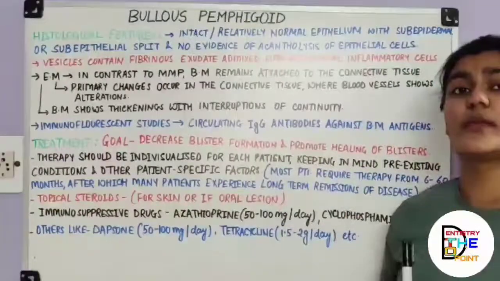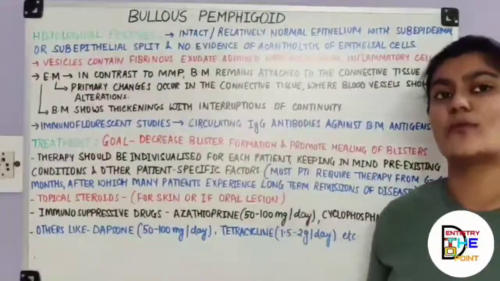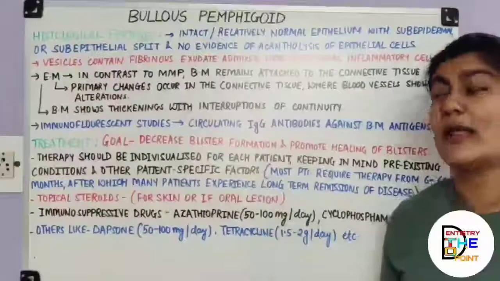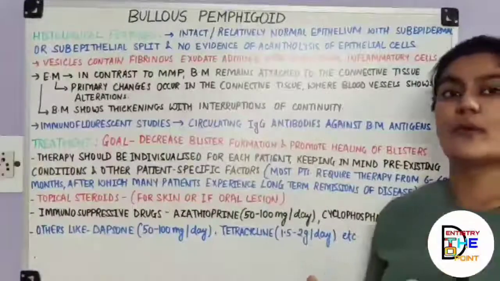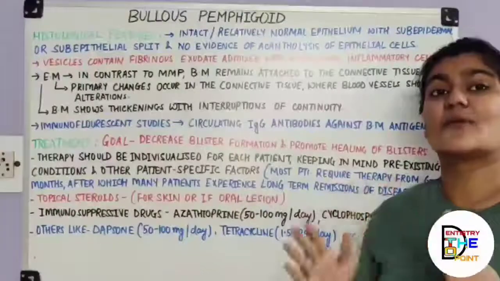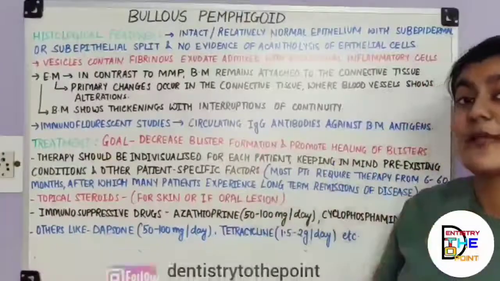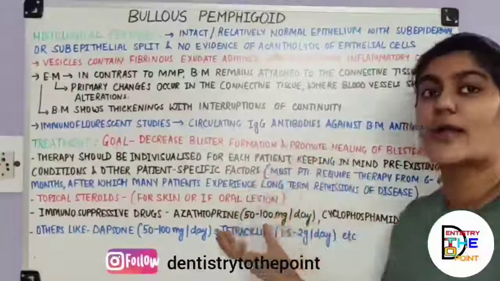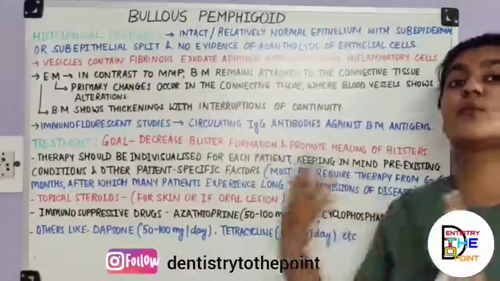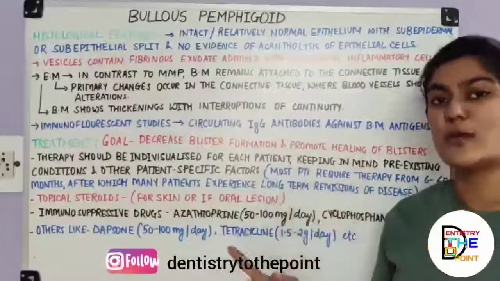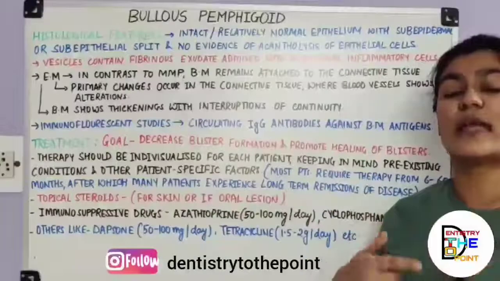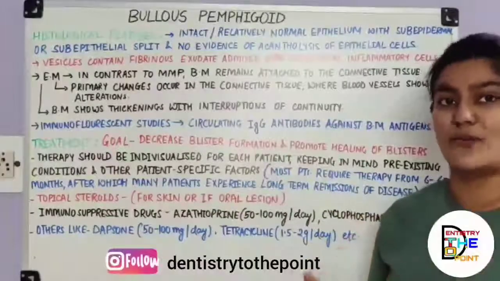In the next video, we will be dealing with the other form, the most common form, that is your mucous membrane pemphigoid. Then a separate video will be made wherein we will discuss the differentiating points between pemphigus and pemphigoid, or pemphigus vulgaris and bullous pemphigoid, or pemphigus vulgaris and mucous membrane pemphigoid. I'll make a different video to make you more clear about the differences.